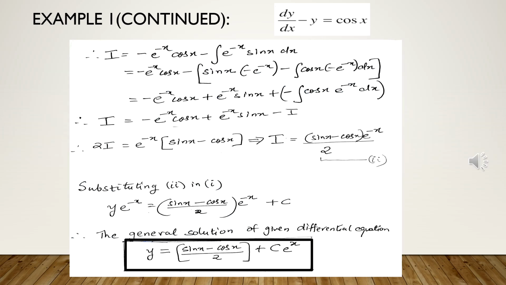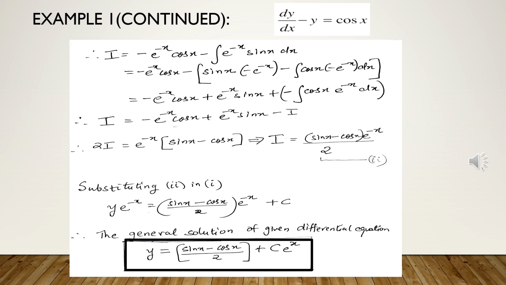See here, the steps for the differential equation solution are over, but we just need to simplify this integral I. So our I is minus e raised to minus x cos x minus integral of e raised to minus x sin x. Again for e raised to minus x sin x, apply the integral u into v rule. So now afterwards when you simplify that, you will get I is equal to e raised to minus x into bracket sin x minus cos x. So what is I? I is (sin x minus cos x) into e raised to minus x upon 2.